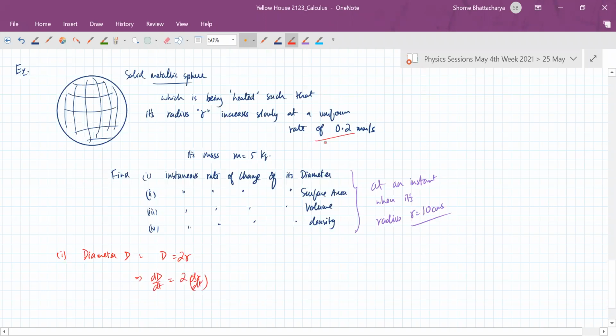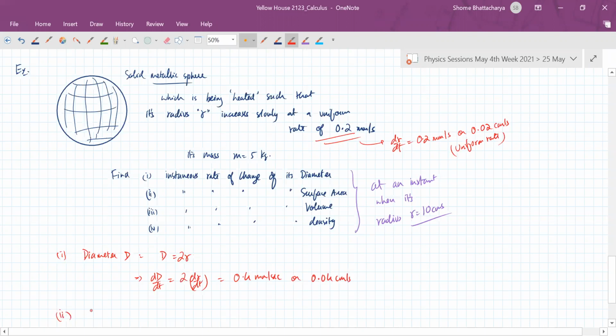Now, this information is telling me that the radius is changing uniformly with time at 0.02 centimeters per second, whatever. So this is a uniform rate. So this will also have a uniform rate of 0.4 millimeters per second or 0.04 centimeters per second.